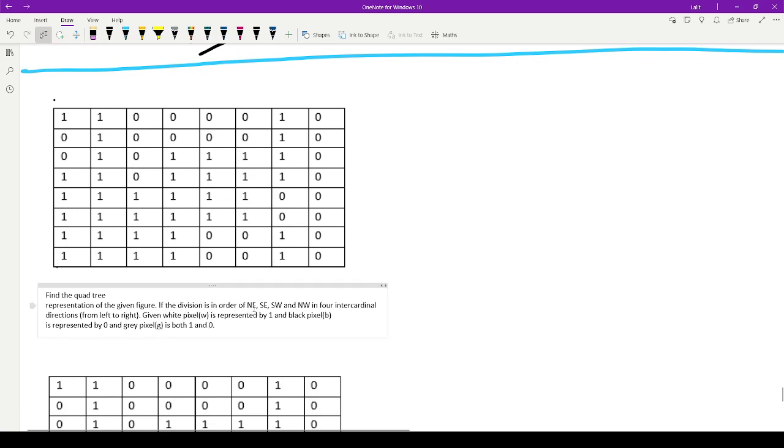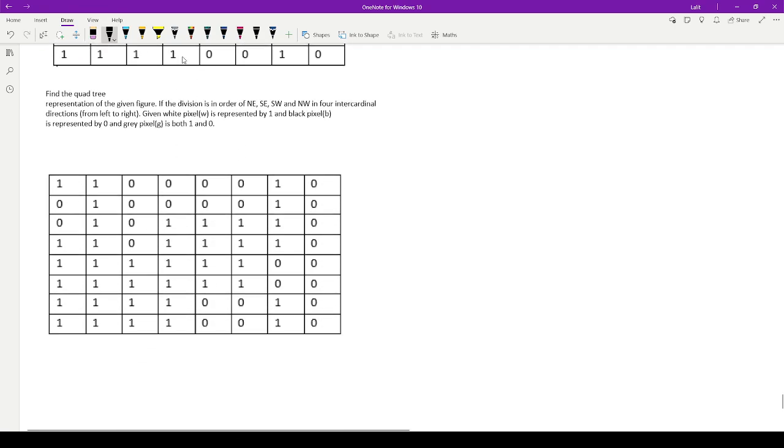If the division is in the order of northeast, southeast, southwest, and northwest, that means you have to first take the northeast quadrant, then southeast, then southwest, and then northwest. Given the white pixel is represented by 1 and a black pixel is represented by 0, and gray pixel G is both 1 and 0. That's the convention also used in the lectures.